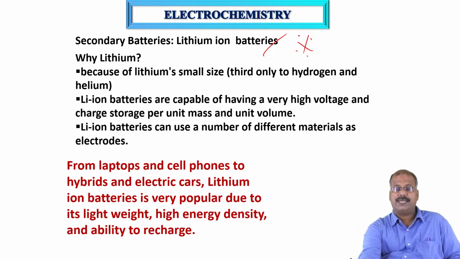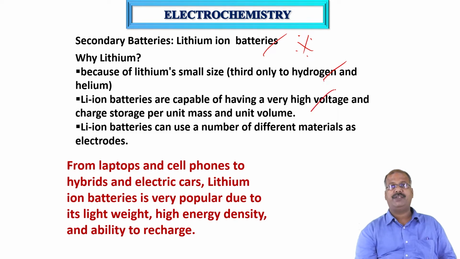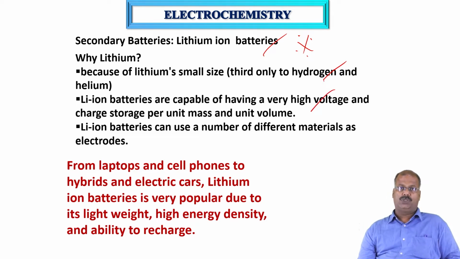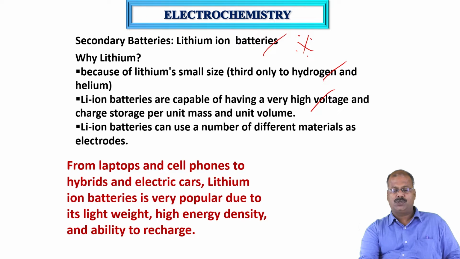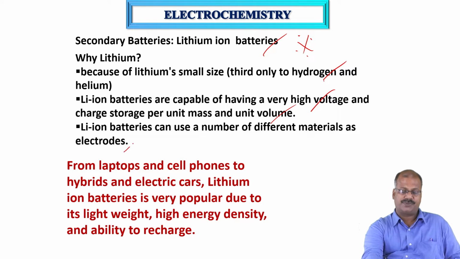Because lithium is small in size, it's third only to hydrogen and helium, so it's lightweight. Lithium-ion batteries are capable of having very high voltage. It can give 4 volts, comparatively higher than all other batteries. Charge storage per unit mass and unit volume is also high. And lithium-ion can use a number of different materials as electrodes, which we will see.